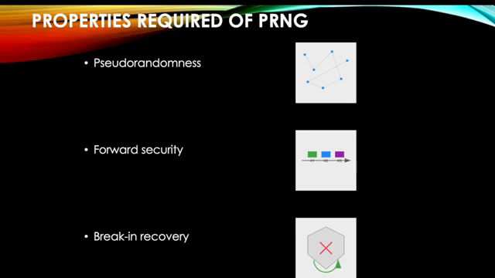Lastly, we have break-in recovery, also known as backward security. This is about protecting future outputs. Even if an adversary learns the internal state of the generator at a specific time, they shouldn't be able to predict future random numbers, as long as the generator gets refreshed with enough new entropy. Both forward security and backward security are crucial to protecting the integrity of the generator's output over time, ensuring that any breaches are limited to a specific point and don't compromise the entire system.